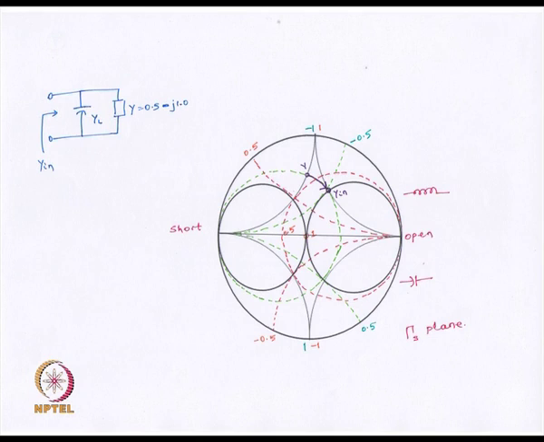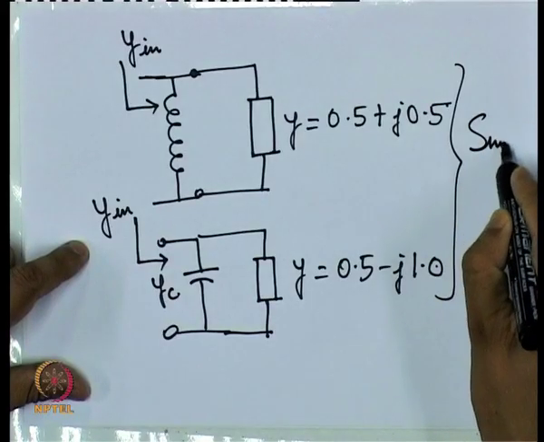Now, essentially what we would like you to understand is that when we have a capacitive load, whether in shunt or in series, we will always move downwards, and when we have an inductive load, whether in shunt or in series, we will always move upwards. So this is the way we move along the Smith chart.